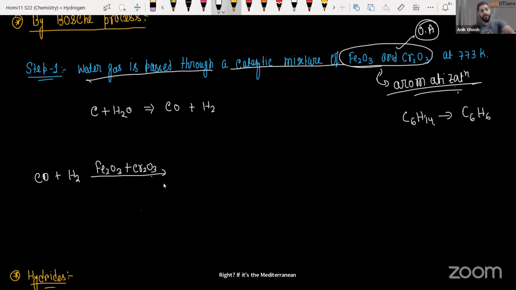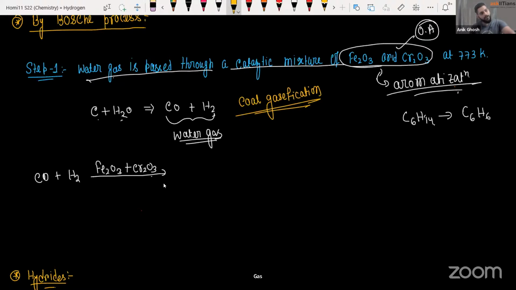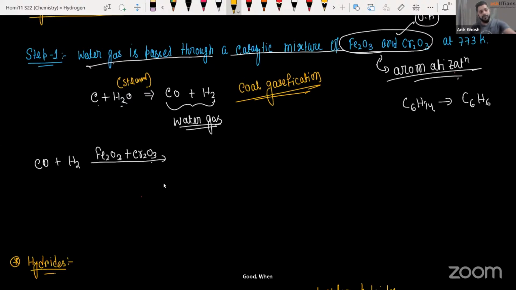Now have a look. When carbon and water are mixed together, we get CO and H2. I have shown this reaction before as well, right, guys? This is the way you form water gas. This method has a name: coal gasification. This water is not liquid water, guys, it is steam. Correct? It's called coal gasification. Then we use this mixture of CO and H2, this water gas mixture, with Fe2O3 and Cr2O3.